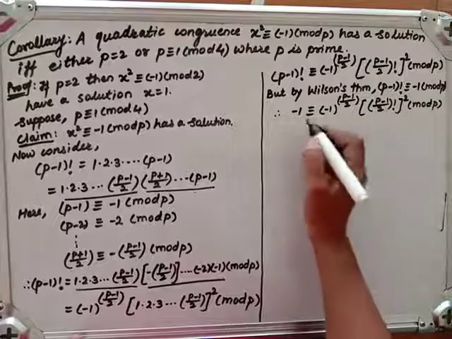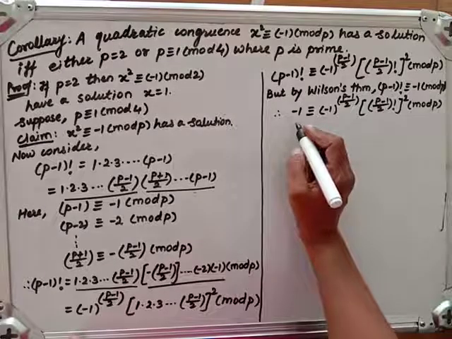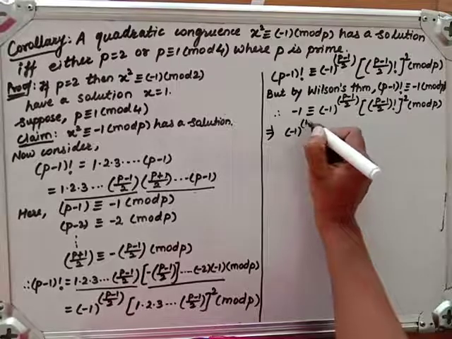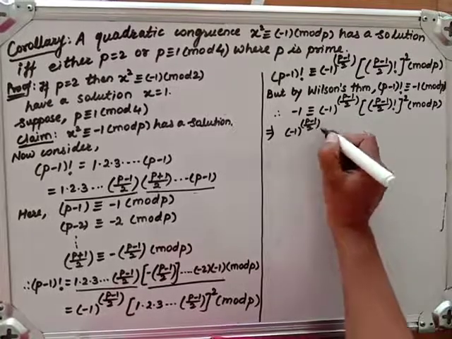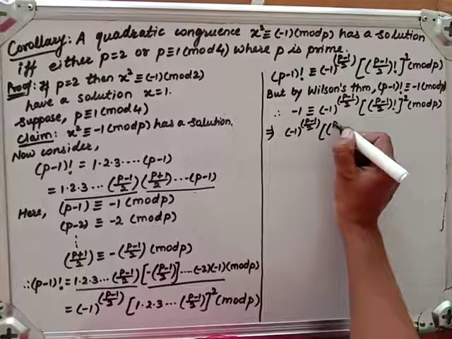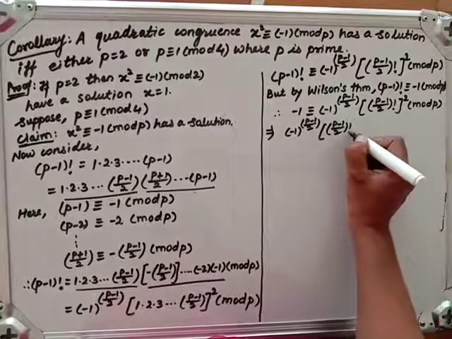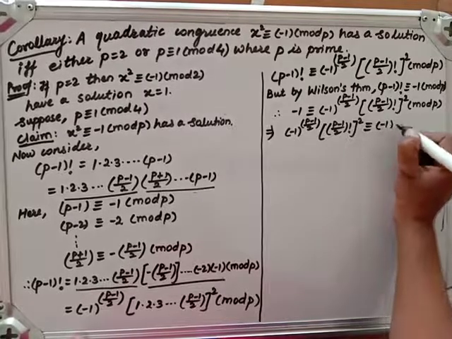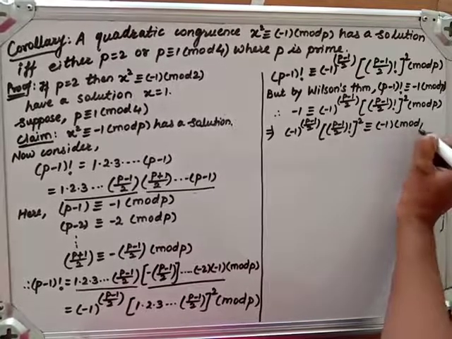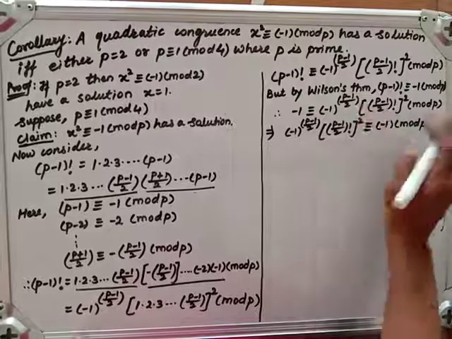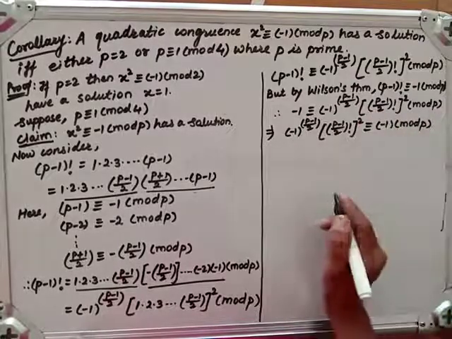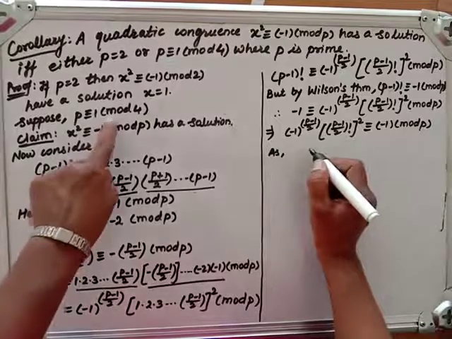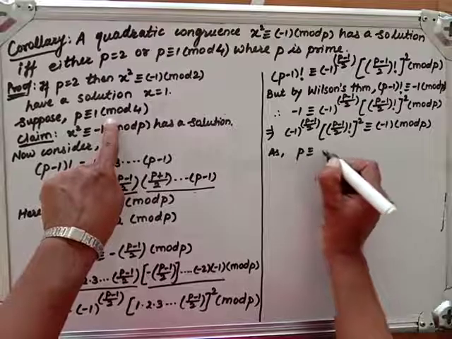Okay. Now again this can be written as minus 1 raised to (p minus 1) by 2 into ((p minus 1) by 2) factorial its square congruent to whom? Minus 1 modulo p. Why does this hold? If a is congruent to b modulo p, then b is congruent to a modulo p. Fine.